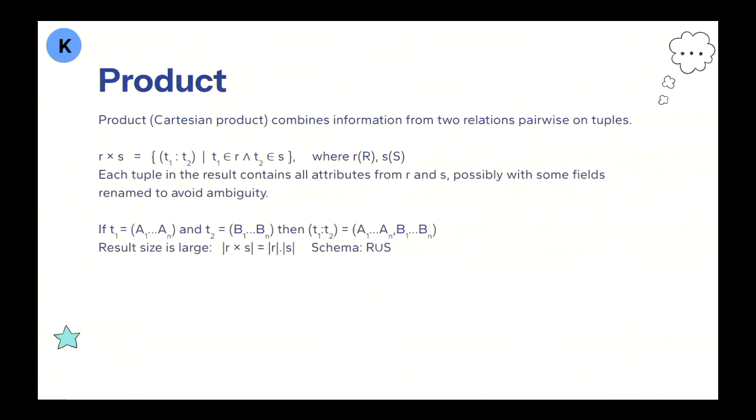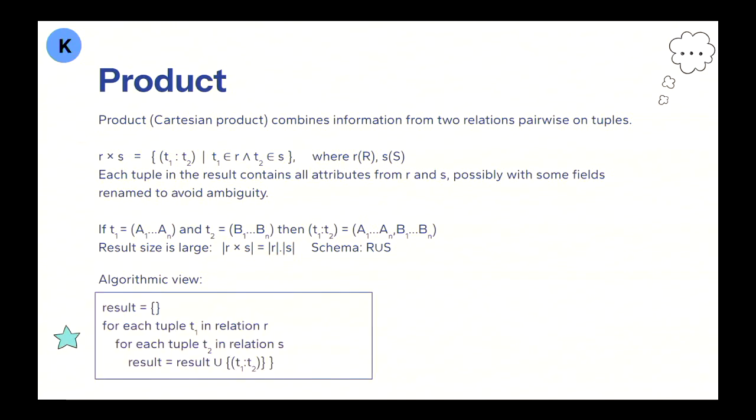So first, let's learn product or Cartesian product. It is to combine information from two relations pairwise on tuples. It will give us a big table that combines every permutation of the combination of tuples in the first table and tuples in the second table. So it is essentially a product. The size of the result equals the size of the first relation times the size of the second relation. The schema will be a union of the attributes from the two operands.